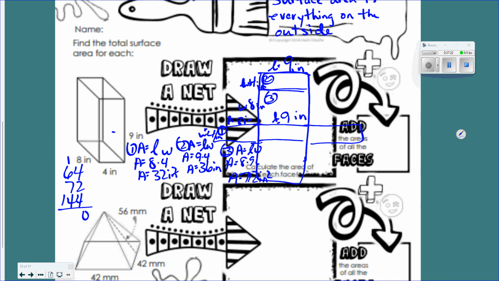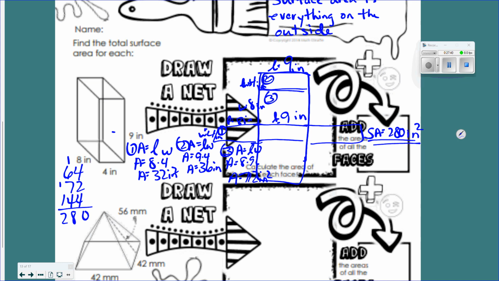10 and 8 is 18. Carry 1 gives me 280. So my surface area equals 280 square inches. Does that make sense for everybody?